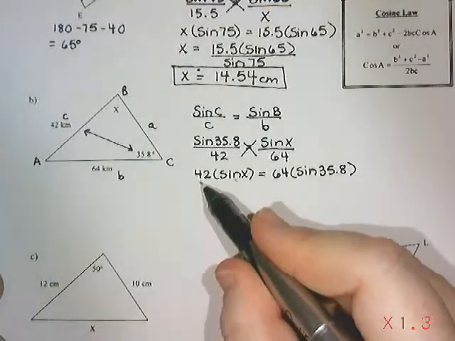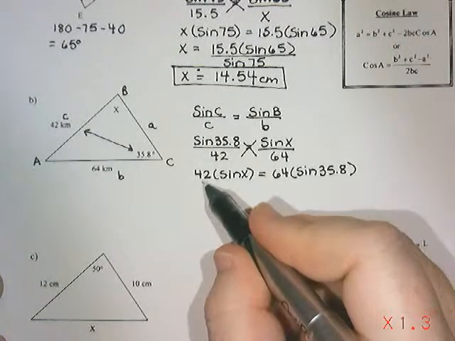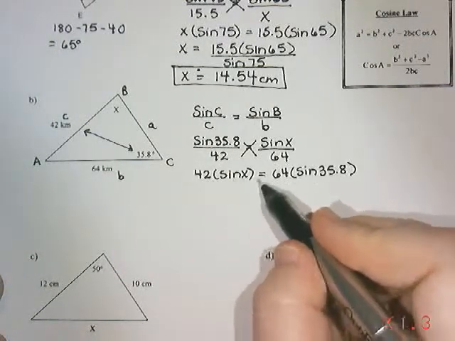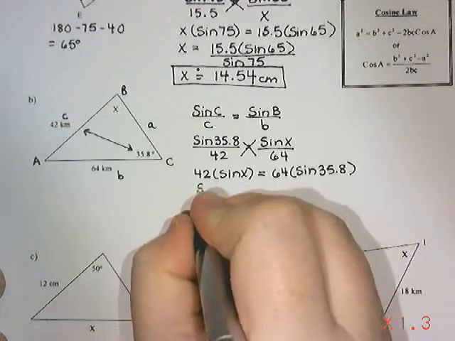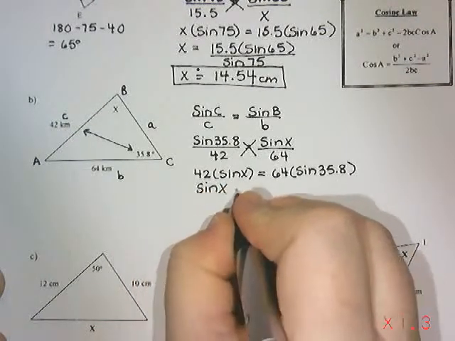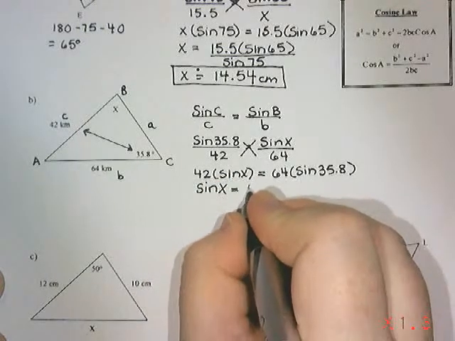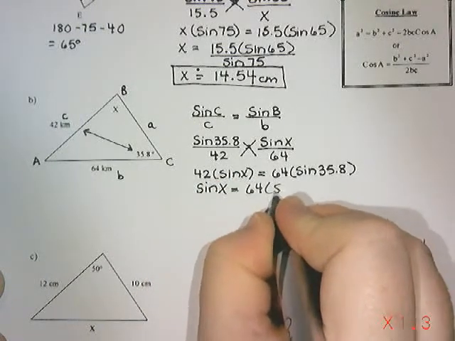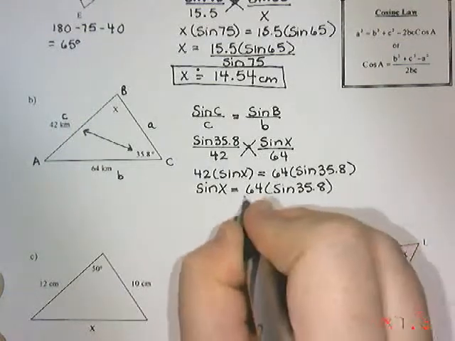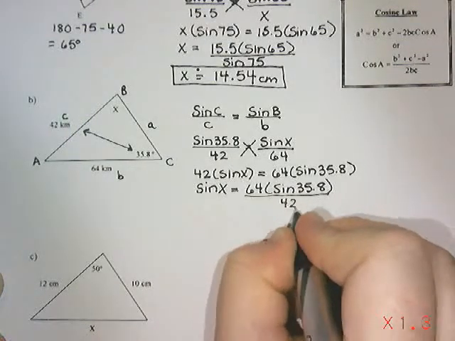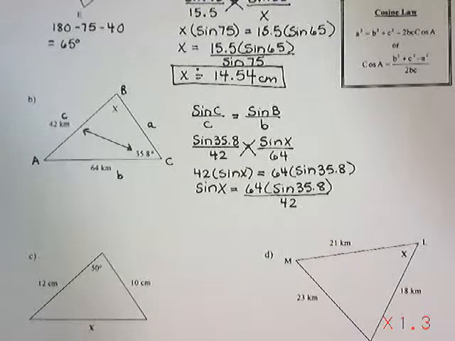Okay, now this is not sine of 42. This is 42 times sine of x. So the first thing I'm going to do is move the 42 to the other side by dividing, since it's multiplication going on between these two things. So I get 64 times sine of 35.8 divided by 42. And then I can work that out as a decimal, or I can wait and do it on my calculator.